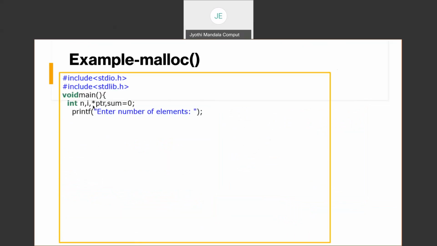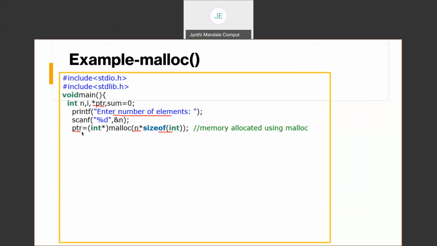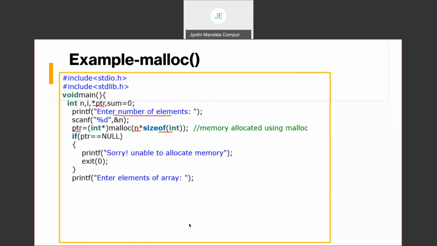I have int *ptr, and I am asking to enter the number of elements you want to read, and malloc of n into sizeof int. That means if you give 5, 5 into 2 bytes of memory will be allocated, and it will be pointed to by ptr. If ptr equal to NULL, what do you mean by that? That much memory can't be allocated. In that case, the ptr value will be NULL. So if ptr is NULL, I am saying sorry, unable to allocate that memory, and I am exiting from this program.